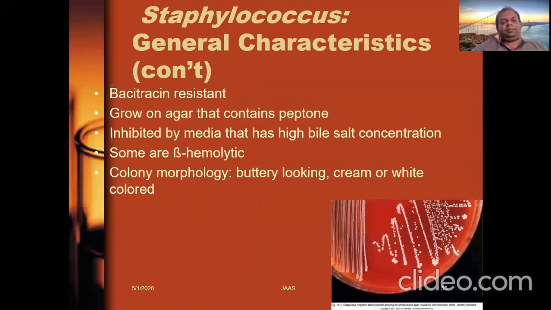Another is non-hemolytic or gamma hemolysis. So usually Staphylococcus causes beta hemolysis, but Streptococcus mainly depends on this character. We classify them as alpha, beta, and gamma. Here the colony morphology is buttery looking, cream or white in color. You can appreciate it.